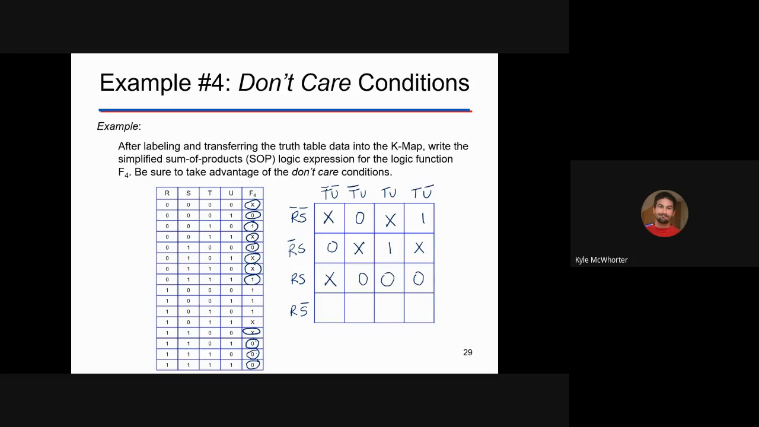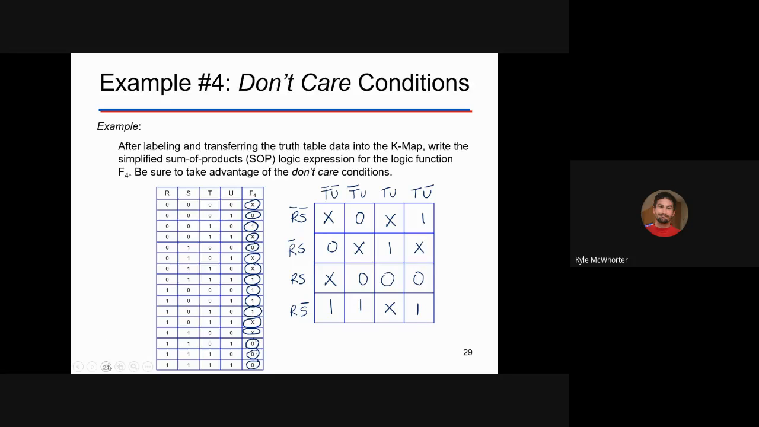1, 0, 0, 0 is right here. That's a 1. 1, 0, 0, 1 right here. So that's a 1. 1, 0, 1, 1 is right here. So that's an X. And 1, 0, 1, 0 is right here. That is a 1.